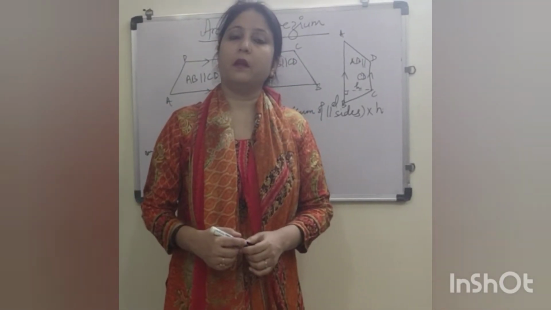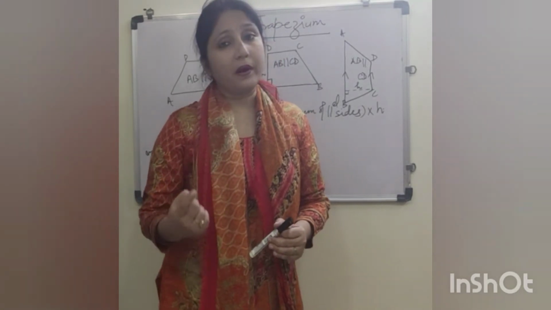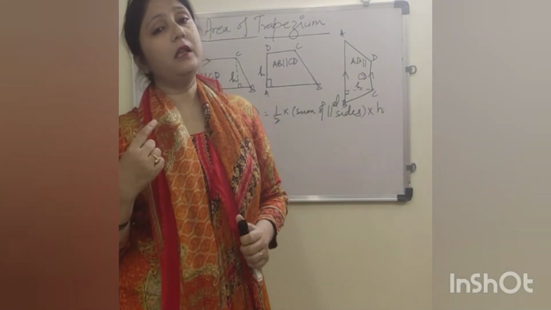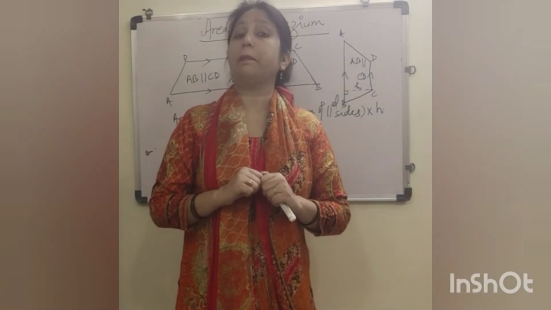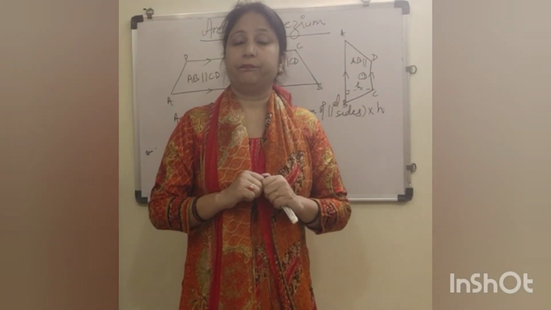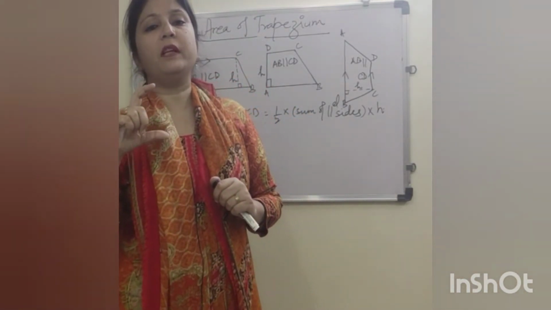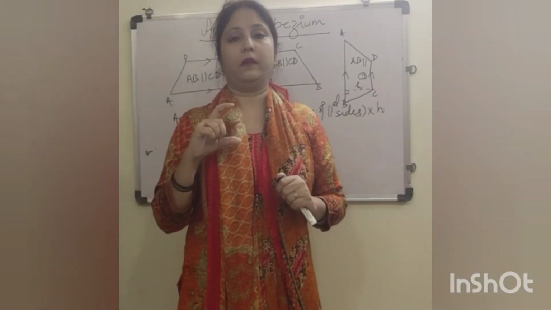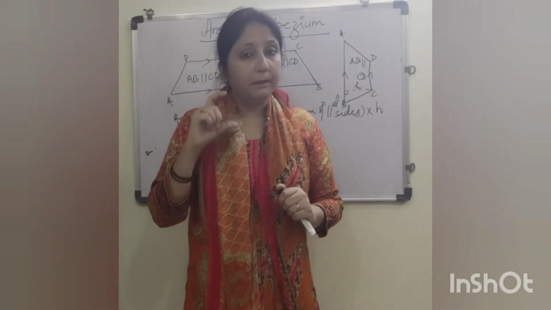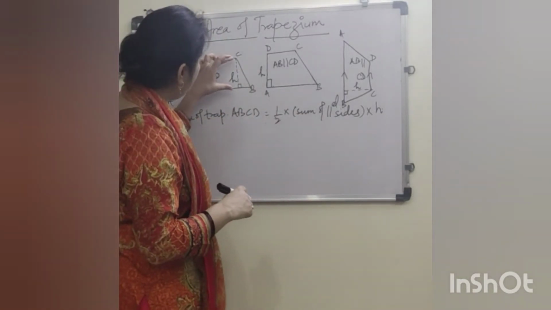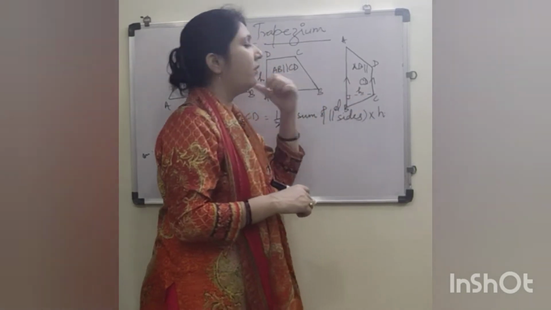of trapezium. That was, first of all, what is a trapezium? It is a quadrilateral having exactly two sides parallel. The rest two sides are non-parallel sides. Fine. The perpendicular distance between these two parallel sides is known as the height of the trapezium.